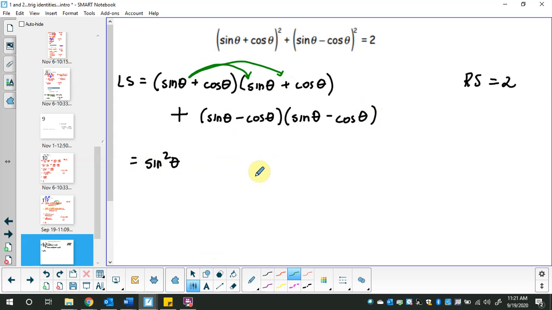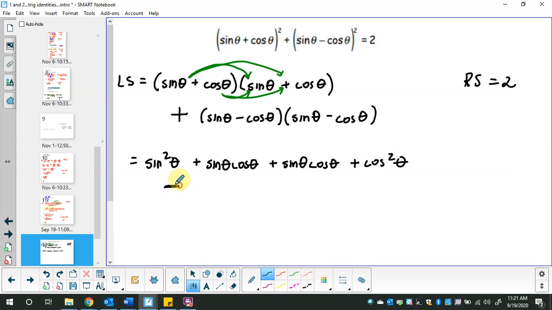Sine theta times cos theta is sine theta cos theta, all smushed together. Cos theta times sine theta, same thing, and it doesn't matter the order, so I'm going to be as consistent as possible. And finally, cos theta times cos theta is cos squared theta. And again, I see me running out of room, so here's that plus sign.